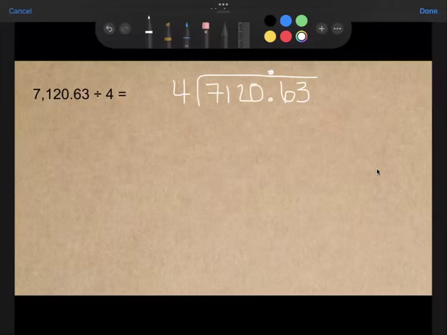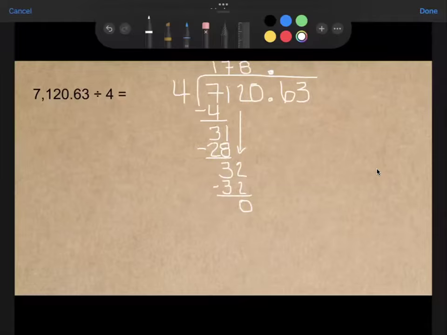4 fits into 7 one time. So 1 times 4 is 4. When I subtract that, I get 3 left over. Bring down the 1. 4 would fit into 31 7 times because that's 28. Then I subtract that, I get 3 left over. I'm going to bring down the 2. I know that 4 fits into 32 exactly 8 times. So 8 times 4 is 32. I'd get 0 left over.